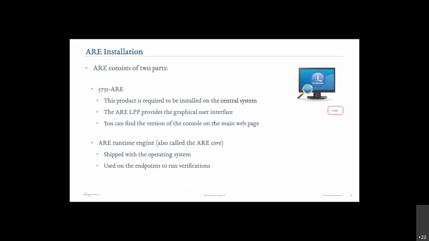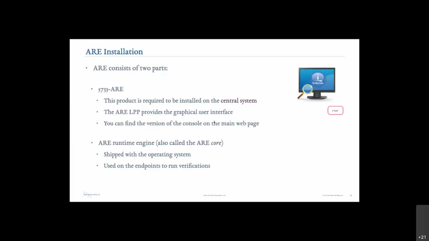Of course, you have to make sure ARE is installed, and ARE consists of 2 parts. First, there is a product, 5733 ARE. This is a release independent product, so there is not a specific update or version by release. That's why it's got the 5733 number. This product is only required to be on that central system. This product provides the graphical user interface, the ARE console, the template deployment editor.